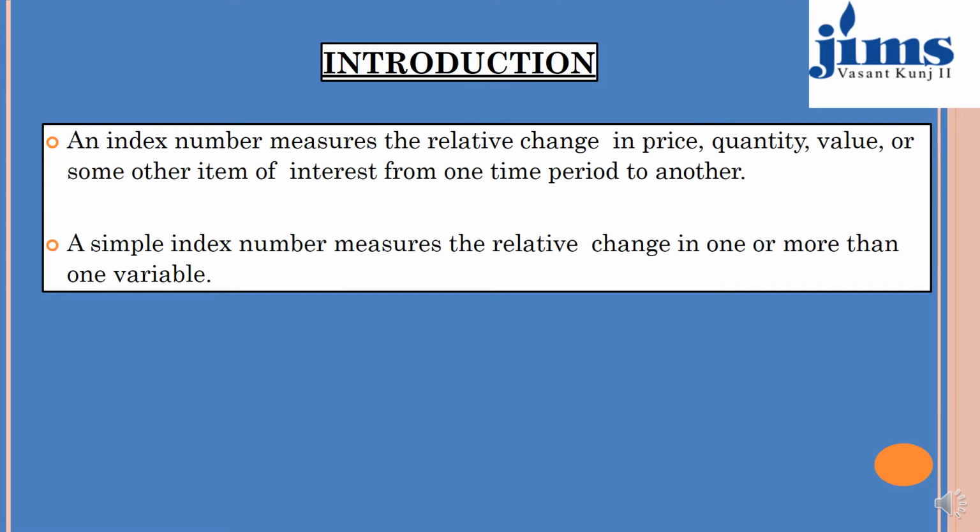Before we start, we should discuss the introductory part of index number. An index number measures the relative changes in prices, quantity, values of some other item of interest from one time period to another. A simple index number measures the relative change in one or more variables. Suppose consumer price index, increase of the petrol price, increase of inflation, we can measure through index numbers.